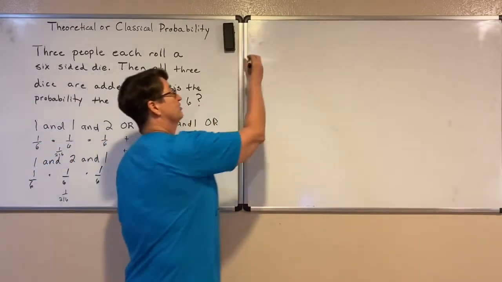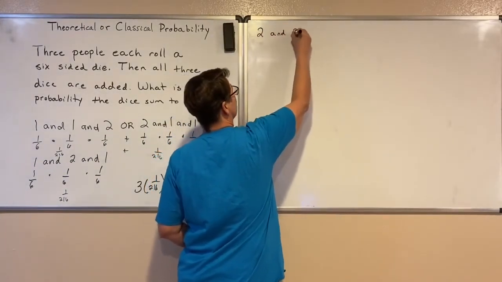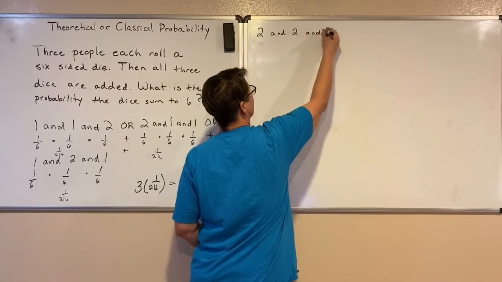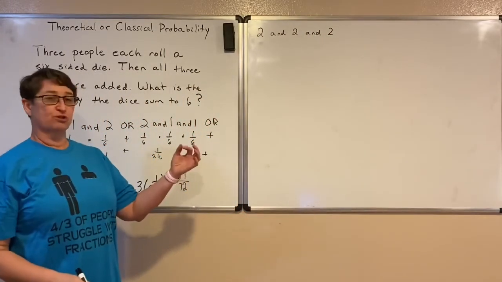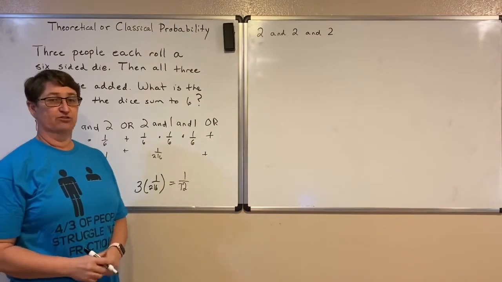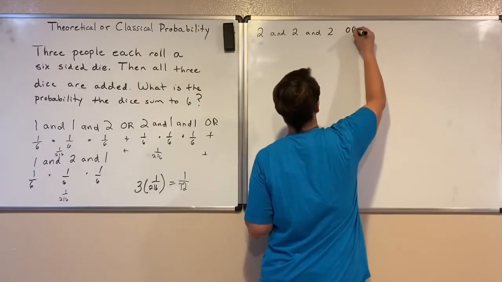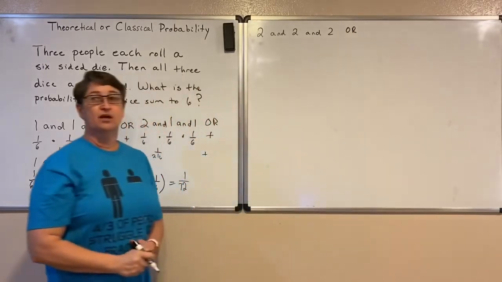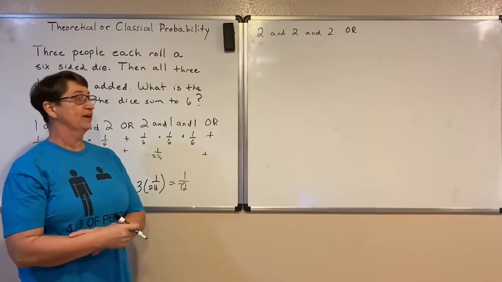So one could roll a 2 and a 2 and a 2. And that would add up to 6, because 2 plus 2 plus 2 adds up to 6. That's one way they could get a sum of 6. But just like before, we could do it in some other ways.